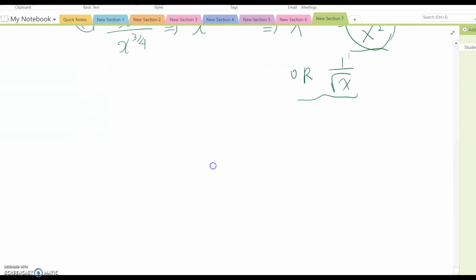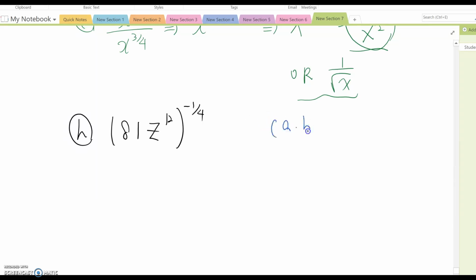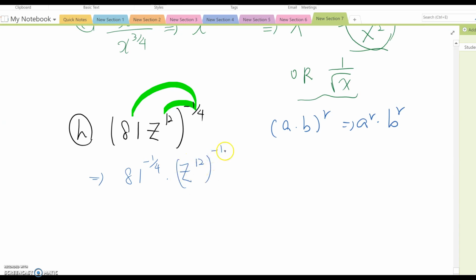Then H is 81 z to the 12 to the negative 1 over 4 power. So in this case, you have to apply (ab)^r, which means a^r times b^r, right? Therefore, you distribute this power here and here, then it is going to be 81 to the negative 1/4 power times z to the 12 to the negative 1 over 4 power.